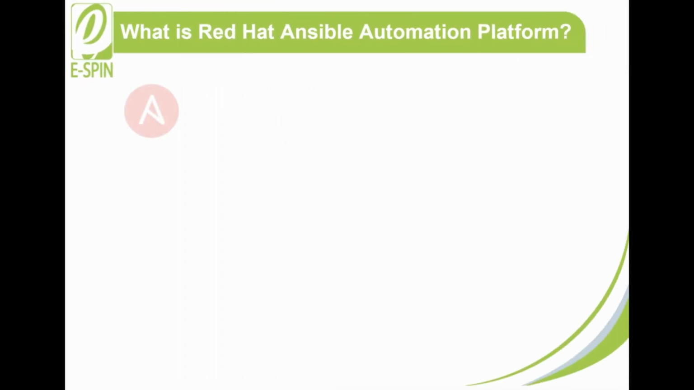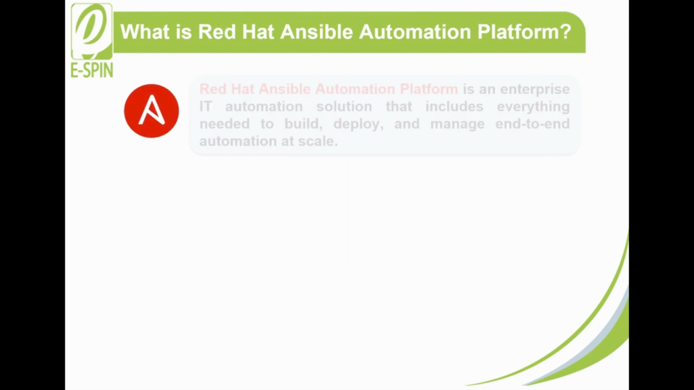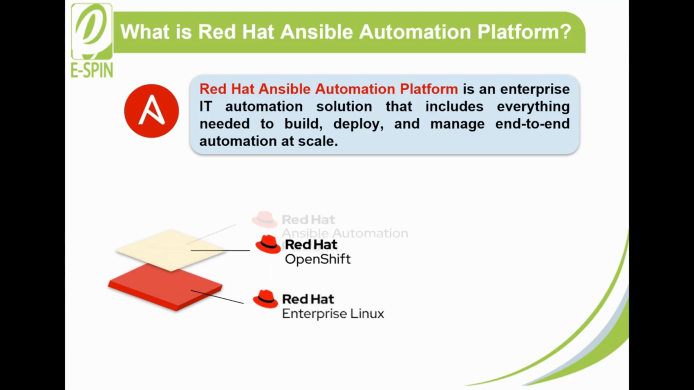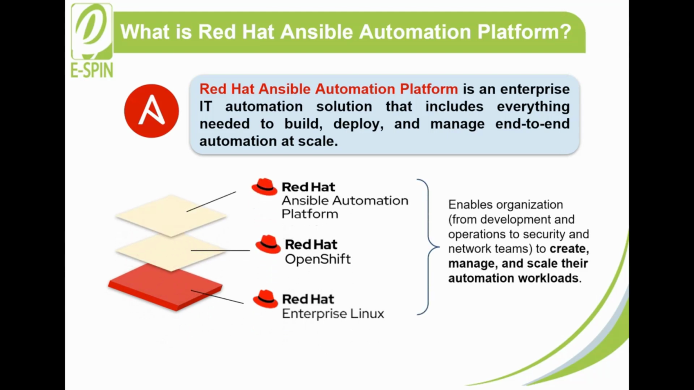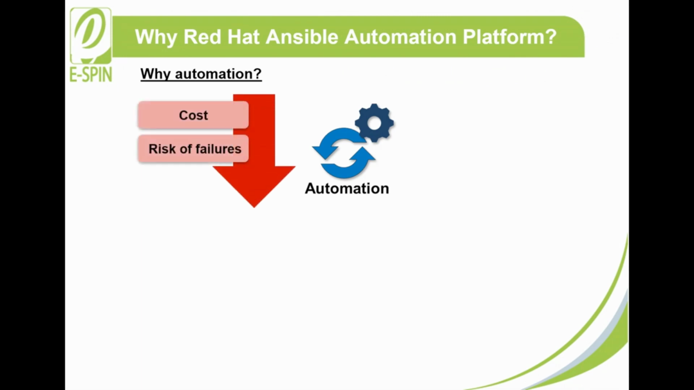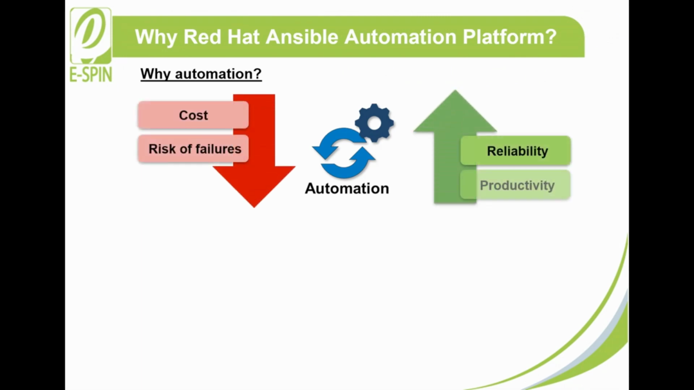What is Red Hat Ansible Automation Platform? Red Hat Ansible Automation Platform is an enterprise IT automation solution that includes everything needed to build, deploy, and manage end-to-end automation at scale. Built on the foundation provided by Red Hat Enterprise Linux and Red Hat OpenShift, Red Hat Ansible Automation Platform enables organizations, from development and operations to security and network teams, to create, manage, and scale their automation workloads. Automation means reducing cost, lowering risk of failures, increasing reliability and productivity.